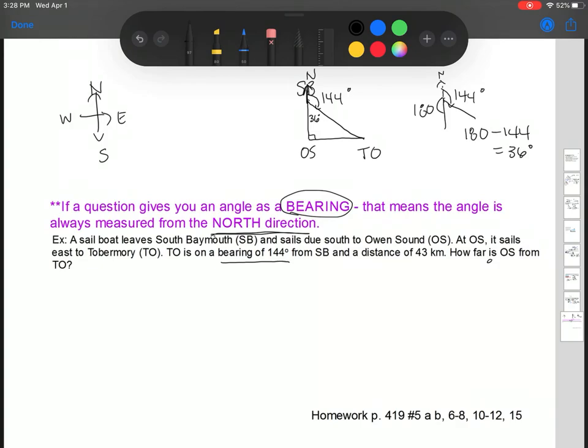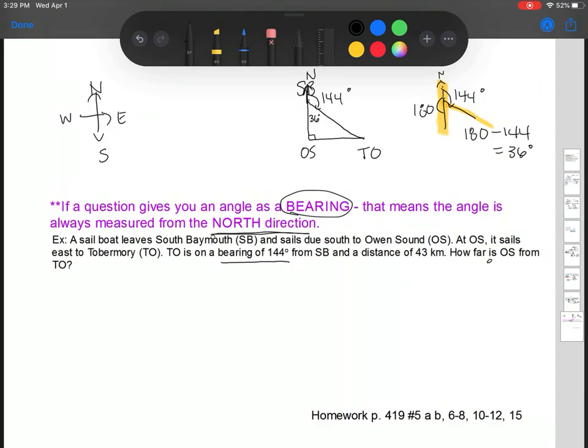Okay, so whenever you do a bearing, and it's an angle larger than it should be in a right angle triangle, then you can just think of it this way. If you have north, and you have this line here, this is 180 degrees. This is wherever you're heading to, and then you look at what the bearing says, and then the difference between 180 and 144, or whatever the bearing is, will give you the angle inside the triangle.